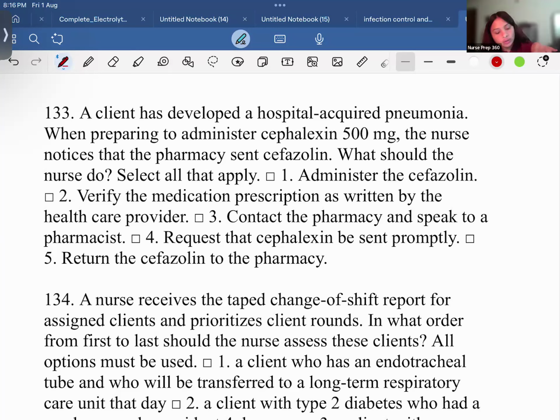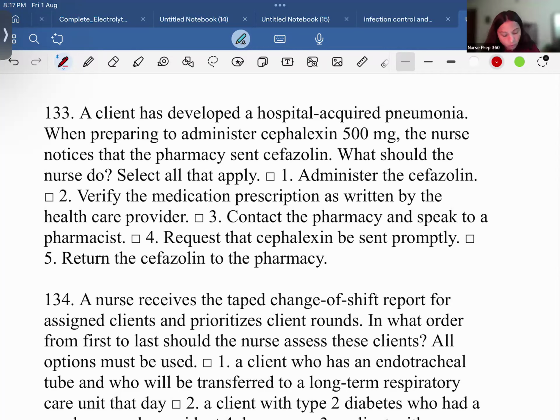Okay. So you want to give cefalexin to a patient and the pharmacy sends you another drug. What will you do? SATA. Return it. Simple. Go and return it, because you tell them my doctor asked for cefalexin, you are giving me something else. Take it back. Fourth, request that cefalexin be sent properly. You will call the pharmacy and say, please send me cefalexin fast because I want to give it to the patient.